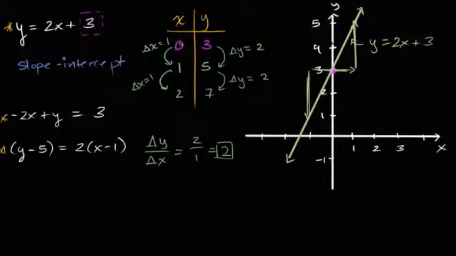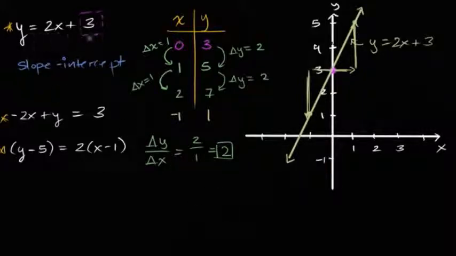And you could see that if from 0 we went down 1, if we went to negative 1, then what's our y going to be? 2 times negative 1 is negative 2 plus 3 is 1. So we see that the point negative 1 comma 1 is on the line as well. So the slope here, our change in y over change in x, if we're going between any 2 points on this line, is always going to be 2.